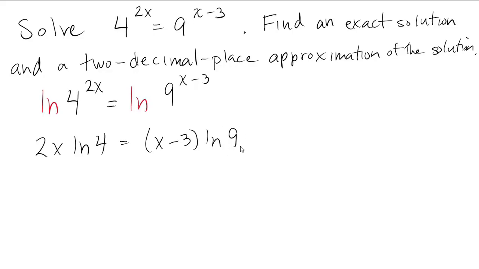The natural log of 9 is just a number, and it distributes like anything else. So on the right side, I'm going to distribute the natural log of 9 to both terms: x times the natural log of 9 minus 3 times the natural log of 9. Because we've got a few more steps here, let me transfer this to another slide and we'll continue.